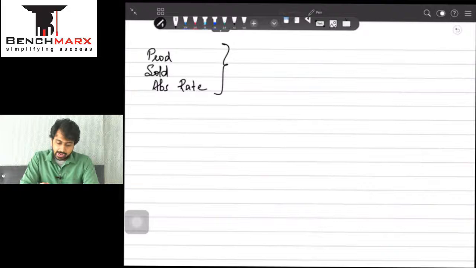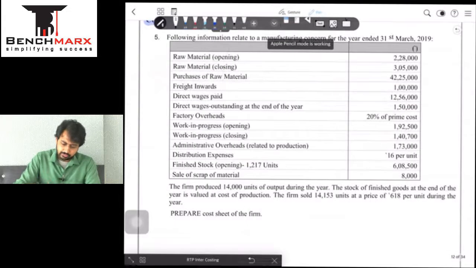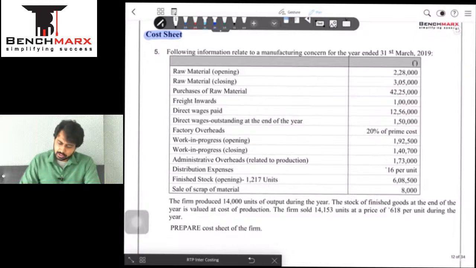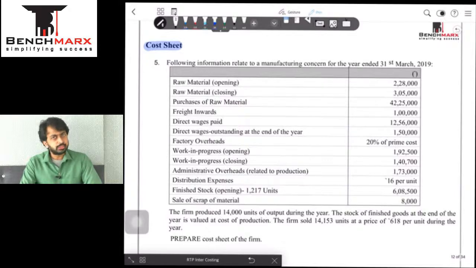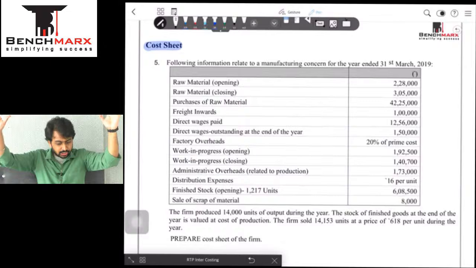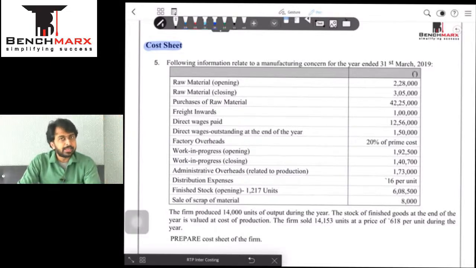Okay, and well, that is it. And based on the basics of cost sheet, we have question number 5. Quite an easy question, nothing interesting or new, just the format that needs to be known. Okay, so without wasting much time, let us start. Question number 5 based on cost sheet, May 19 RTP. Let's start, guys. Let's go, question 5.